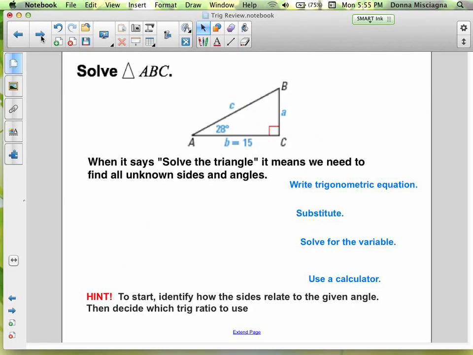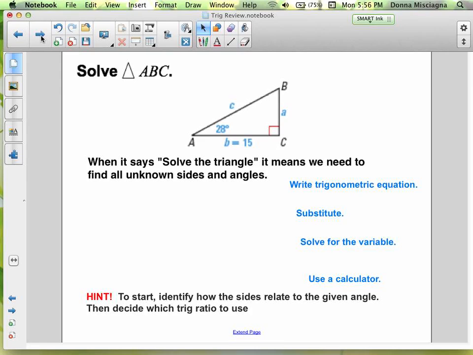All right, I think I'm going to do one more on this podcast. I'm going to split it probably into two podcasts. We want to solve for triangle ABC. When it says solve the triangle, it means we need to find all unknown sides and angles. So we only have one side and one angle. We're going to use trig ratios to solve for the missing sides, and then we'll use triangle sum theorem to solve for the missing angle.